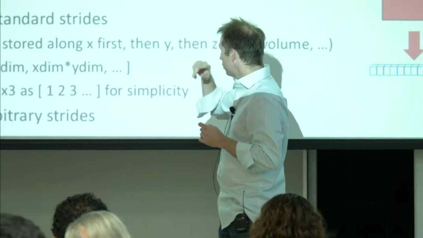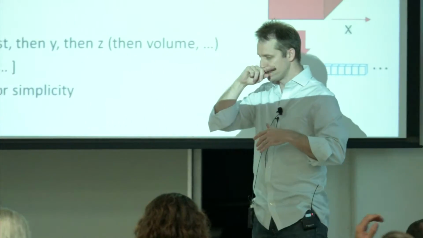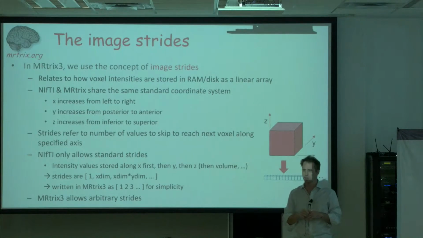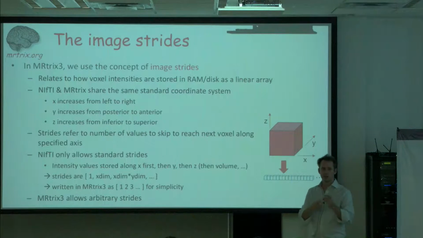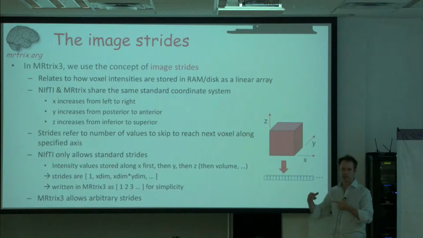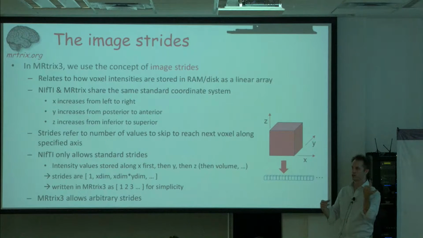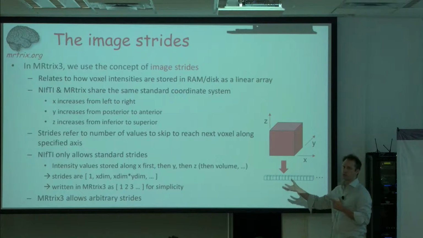Now, Nifti also allows you to have relatively arbitrary strides, but it does it in a different way. It does it by modifying the transformation matrix. So it's always going to be X, Y, Z as the strides, but then if your axes actually are rotated 90 degrees, well, your X is your Y-axis and your Z is your whatever axis, and it gets really messy. So MRtrix tries to fix that up for you.